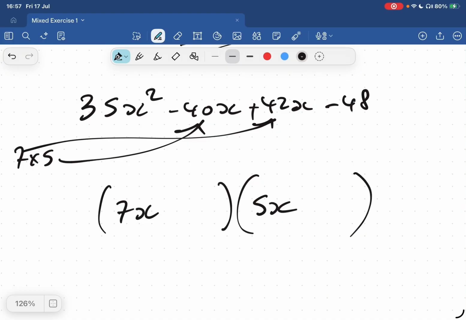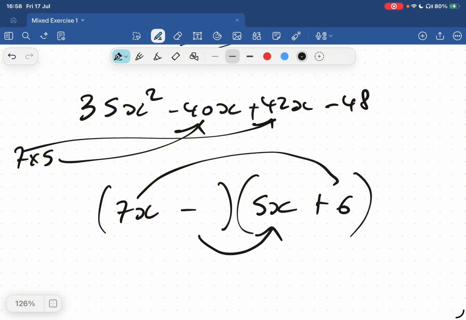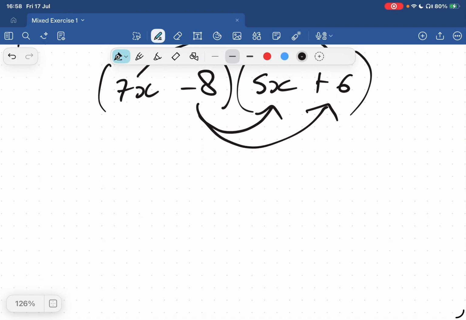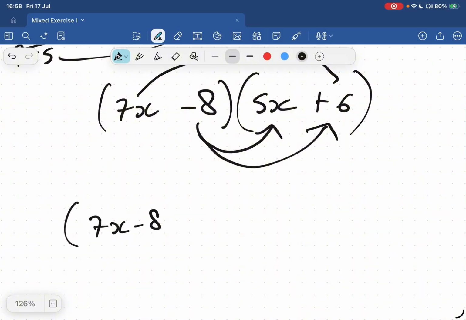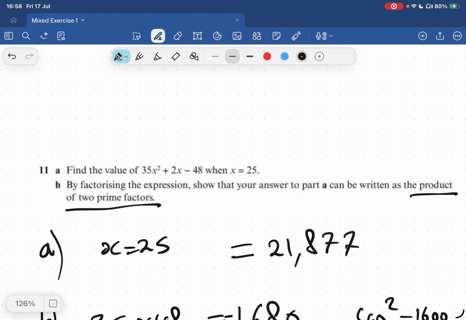Now when we expand this, we'll get our 35x squared, and then we need to get our plus 42x, take away 40x. That's how we need it. We're kind of reverse engineering this. So when we have our plus 42x, we need to add 6 here. And when we have our minus 40x, we need to take away 8. Just as a final check, is minus 8 times 6 negative 48? Yes, it is. So 7x minus 8 and 5x plus 6. This is the factorization of our formula.